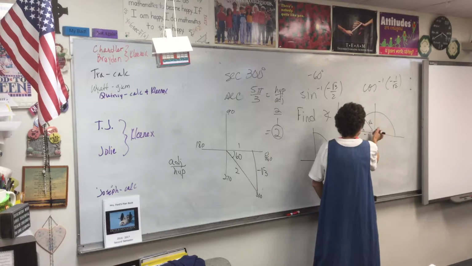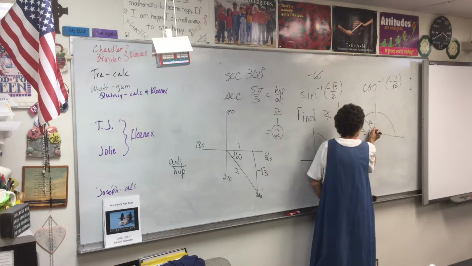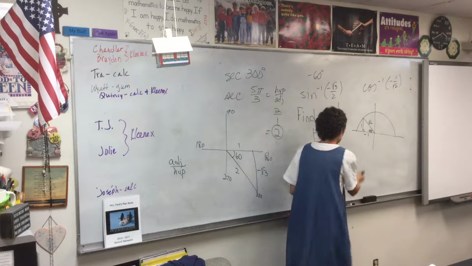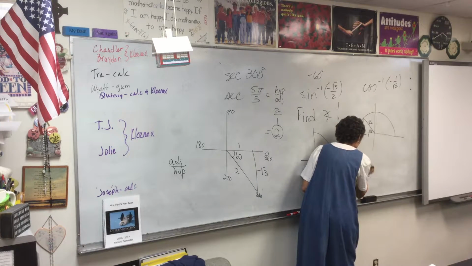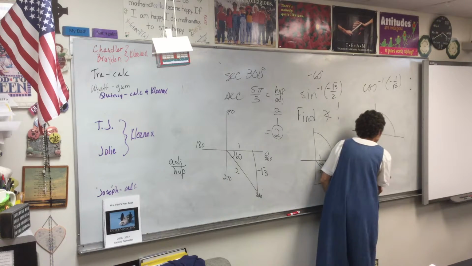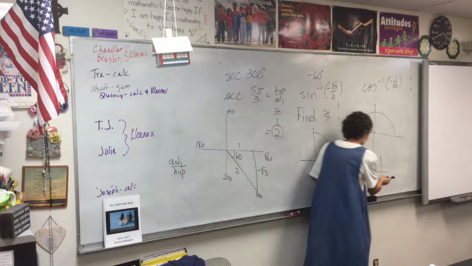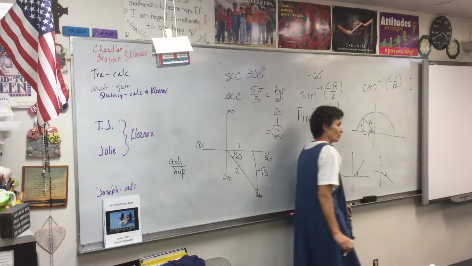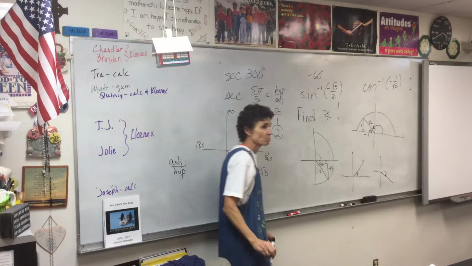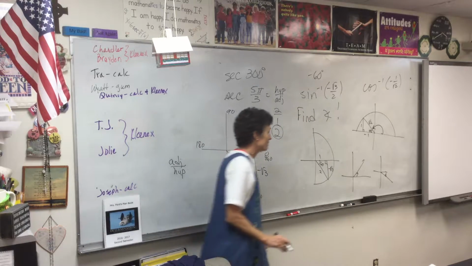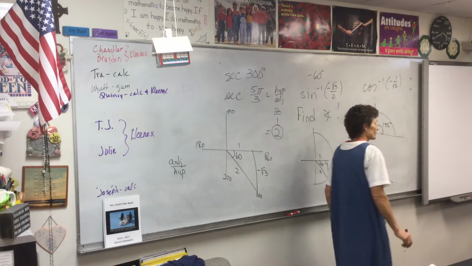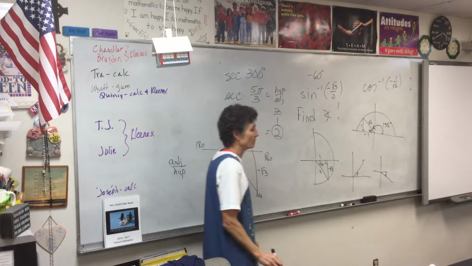1. What's the reference angle here? 45. Now, if you tell me the answer is 45, you're going to be wrong, because this is 45, and that isn't what I want. If you tell me the answer is negative 45, you're going to be wrong, because this is negative 45. What is the answer to this problem? 135 degrees is the answer to the problem.